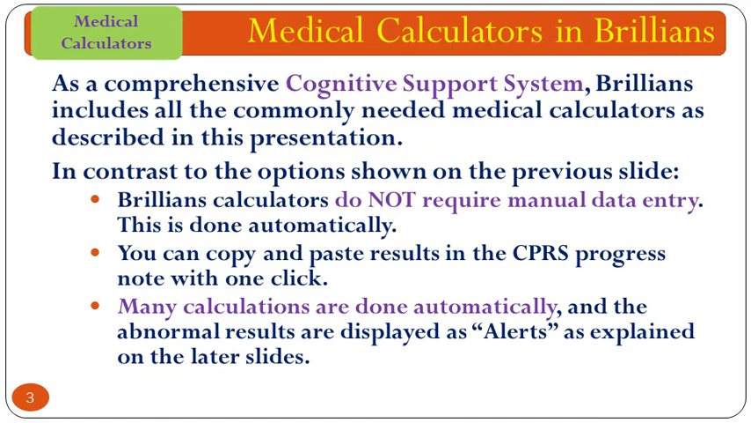As a comprehensive cognitive support system, Brillians includes all the commonly needed medical calculators as described in this presentation. In contrast to the options shown on the previous slide, Brillians calculators do not require manual data entry. This is done automatically. You can copy and paste results in the CPRS progress note with one click. Many calculations are done automatically, and the abnormal results are displayed as alerts, as explained on the later slides.